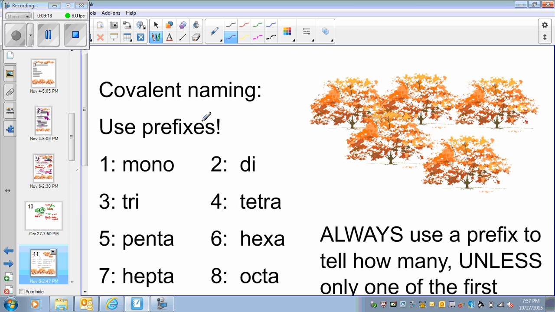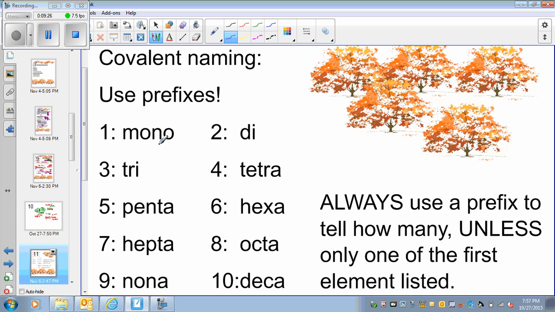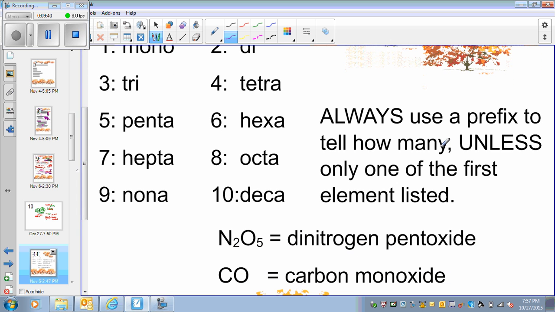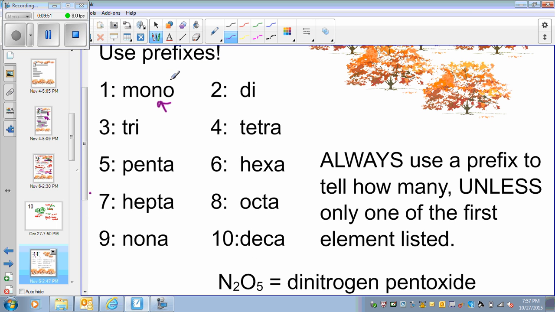Let's start talking about naming covalent compounds. As I said, we use prefixes. These are the prefixes that are used to name the compounds. We use mono, di, tri, tetra, penta, hexa, hepta, octa, nona, and deca. These are the prefixes you need to memorize. I hope you already know them. Always use a prefix to tell how many atoms are present for any particular element. We don't use mono for the first element. This is only used for the second element. I will just explain what I mean in a second.